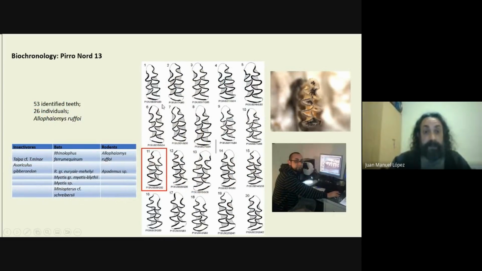In Pirro, we studied the material in 2013, some years ago, and we identified, for example, the arvicolinae, all these species, Allophaiomys, which show morphological variability in this kind of species. This is a photo of me at the University of Ferrara, and we identified 53 teeth and 26 individuals from this species.